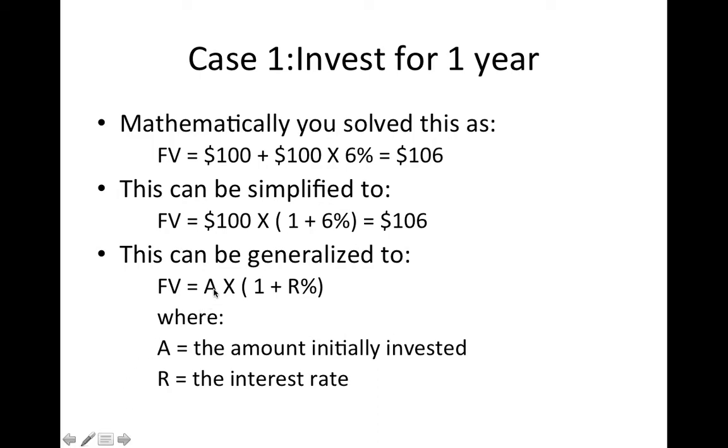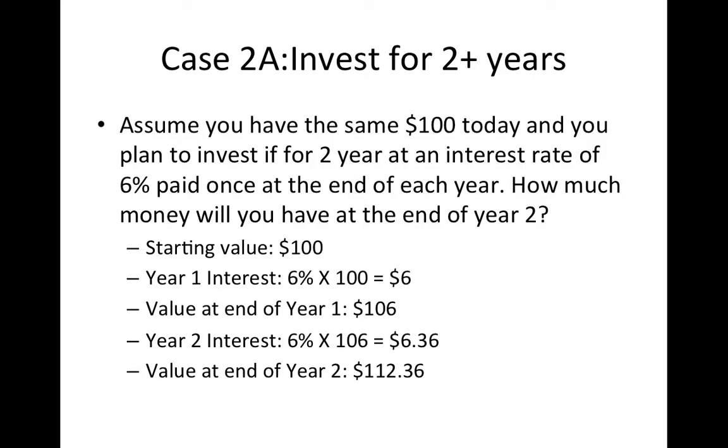A stands for the amount. So this is the amount initially invested. So we're going to call that A. And it's times 1 plus R, where R is the interest rate. So if I do A times 1 plus R, I could plug any number into that formula, any number for A and any number for R, and I could solve for what the 1 year investment would be worth.